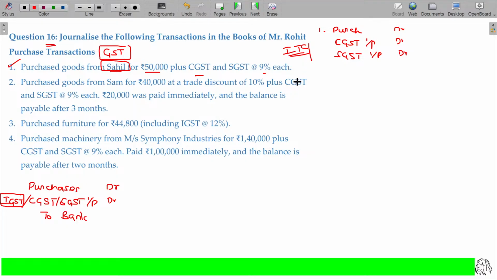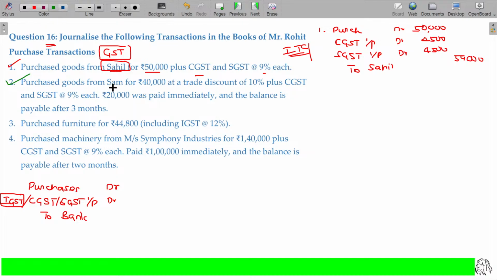From the government's angle, it may be a credit because the government has to pay you. It's a liability for them, so it's a credit from the government's angle. But from the buyer's angle, he will get it from the government, so it's an asset, a debit balance. Sorry. This value is 50,000 rupees, CGST and SGST 9% each. This one is 4,500, this one is 4,500. Overall, 59,000 is payable to Sahil.